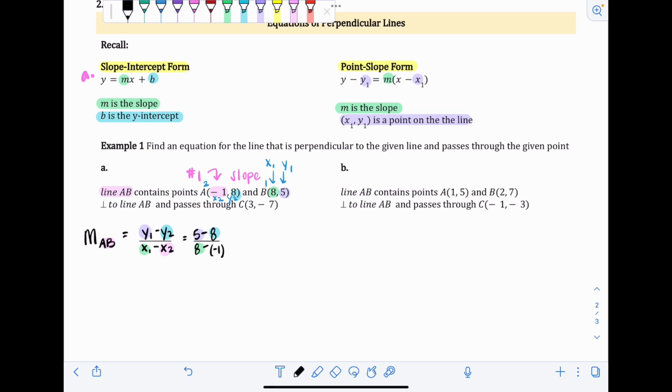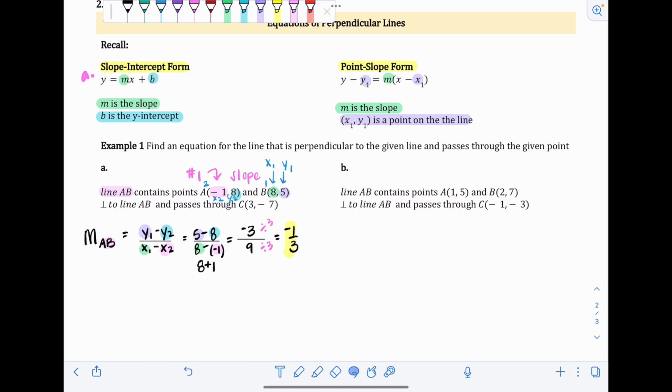So that double negative is there. And now we can simplify. So 5 minus 8, if we start at positive 5 and go down 8, we land at negative 3. And then 8 minus negative 1, that double negative turns into a plus, so 8 plus 1, which is 9. And if we can reduce it, we should. Each of these is divisible by 3, so I can divide each by 3 to reduce the fraction. Negative 3 divided by 3 is negative 1, and 9 divided by 3 is 3. So the slope of line AB is going to be negative 1/3.